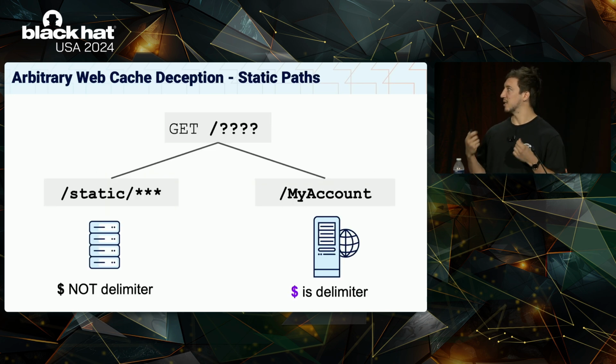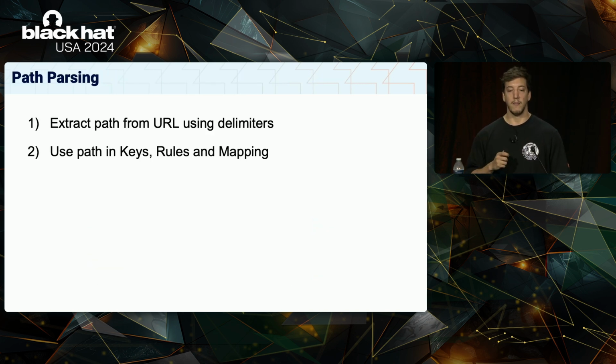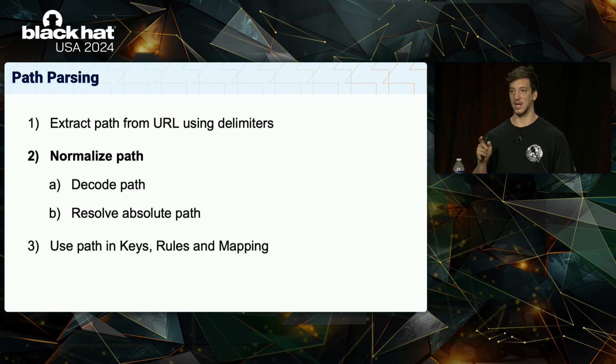But in this case, we will need to create a payload that, when interpreted in the front end, is interpreted as static, and in the back end as my account. And this is not really easy, because right now we think that the path is just obtained from the URL, and then it's used in the keys, the rules, and the mapping. But I forgot to say that there's one extra step, which is normalization.